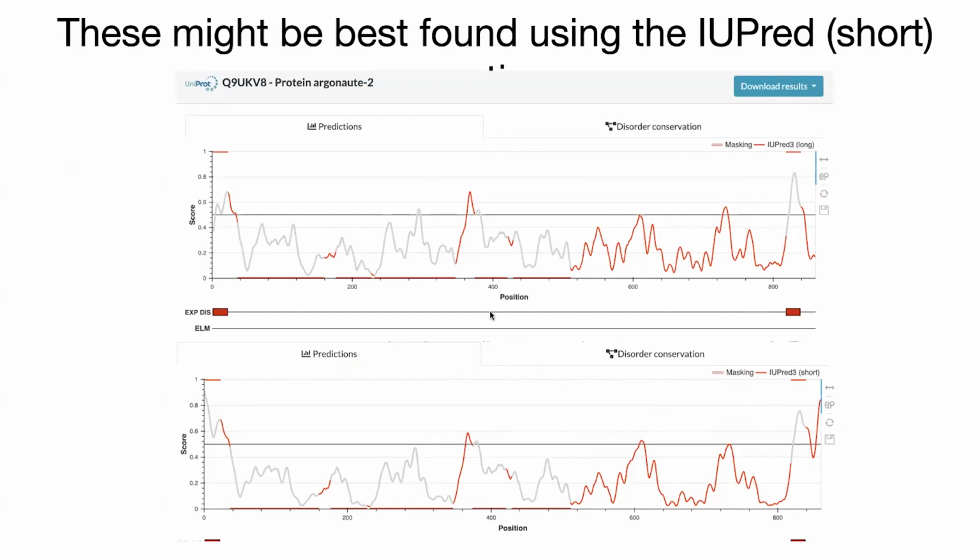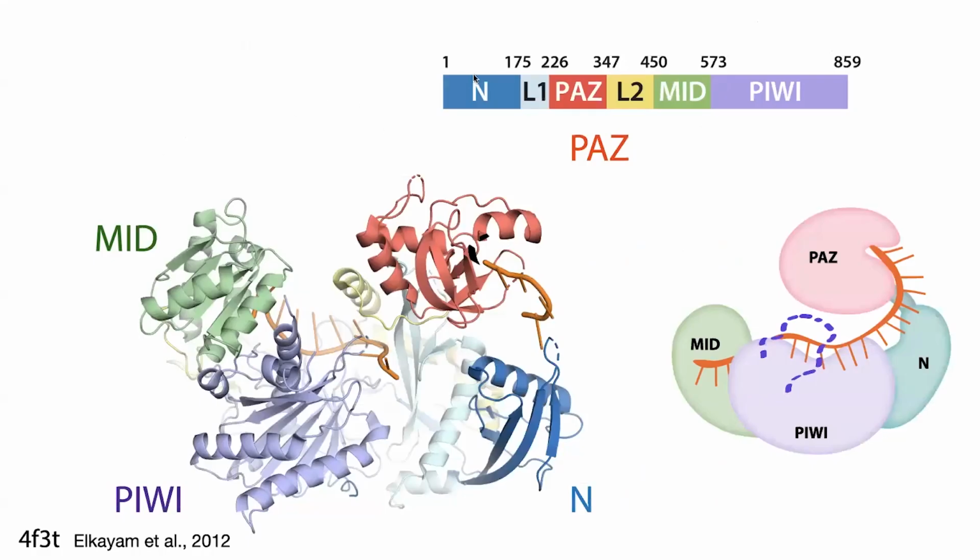And so you can see here that at the termini, now we have predicted disorder at both of these ends, whereas with the long structural prediction, we didn't really see it as much. And in fact, if we look at the structure of Argonaut, as we'll do later, we'll see that we can't see this N terminus in the structure because it's disordered.